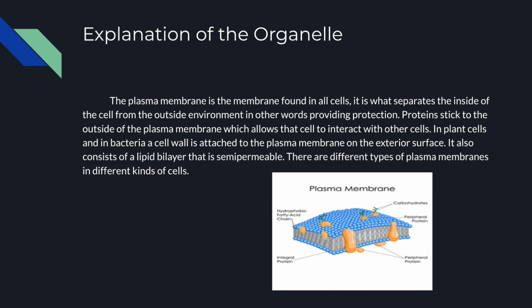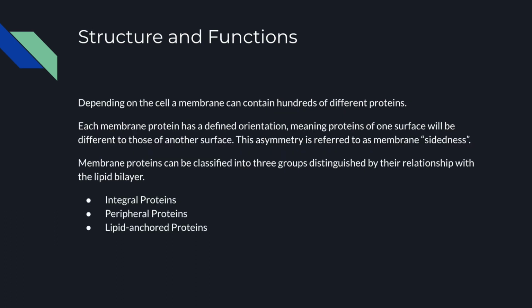There are different types of plasma membranes in different kinds of cells. Structure and functions. Depending on the cell membrane, it can contain hundreds of different proteins. Each membrane protein has a defined orientation, meaning proteins of one surface will be different to those of another surface. This asymmetry is referred to as membrane-sidedness. Membrane proteins can be classified into 3 groups, distinguished by their relationship with the lipid bilayer. These are integral proteins, peripheral proteins, and lipid-anchored proteins.